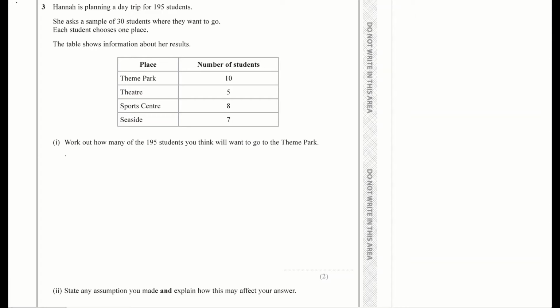Well, 10 of my sample want to go to the theme park, and that's out of 30 students, which simplifies to 1 over 3, doesn't it? If I divide top and bottom of the fraction by 10. So a third of the students of my sample want to go to the theme park. So basically what I want to do is find one third of 195 students, the total amount of students. So I'm basically going to go 195 multiplied by 1 over 3. So a third of 195 is 65 students. So I'm estimating that 65 students want to go to the theme park.